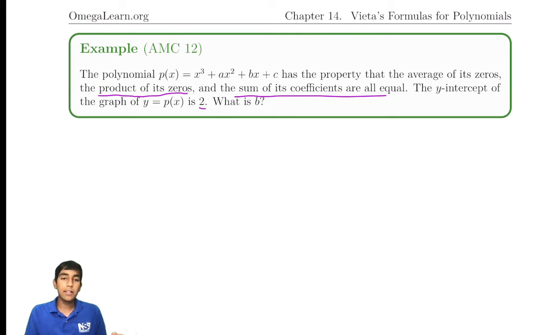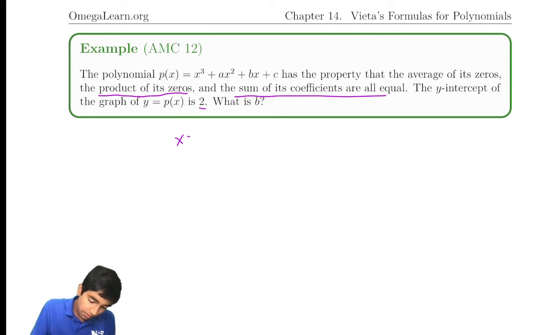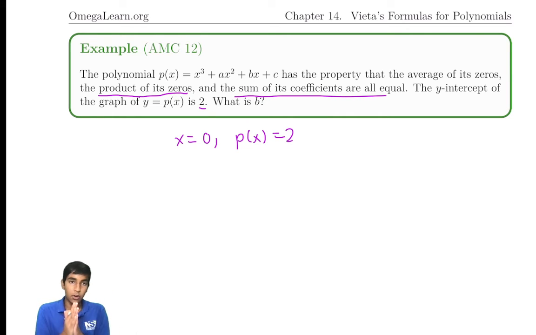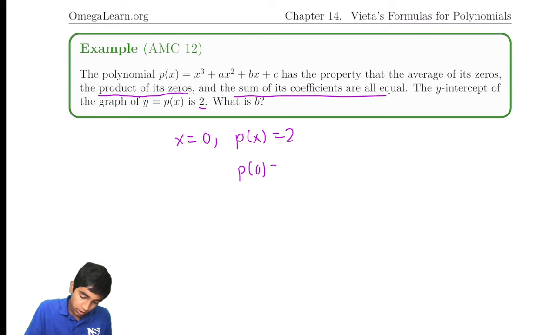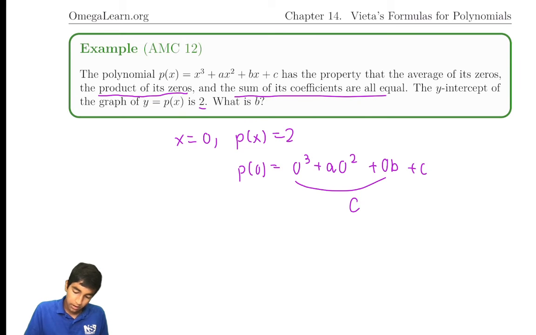First, what does this last condition tell us? This last condition tells us that at x equals 0, p of x equals 2, because the y-intercept is when x is 0. What is p of x when x is 0? P of 0 is just 0 cubed plus a times 0 squared plus 0b plus c. This is all 0. So if this is equal to 2, c is 2.